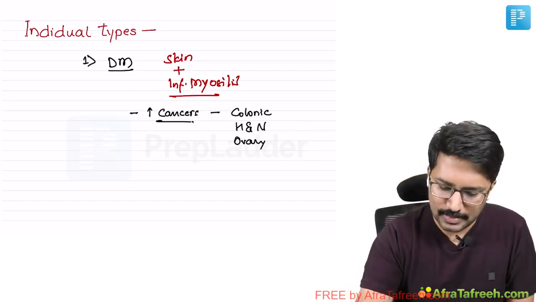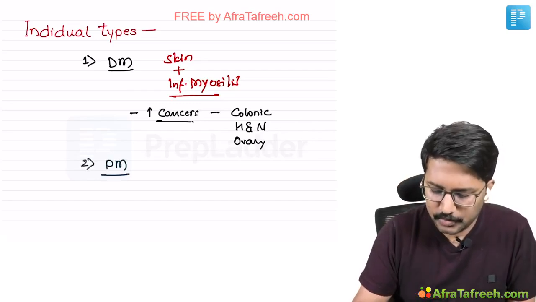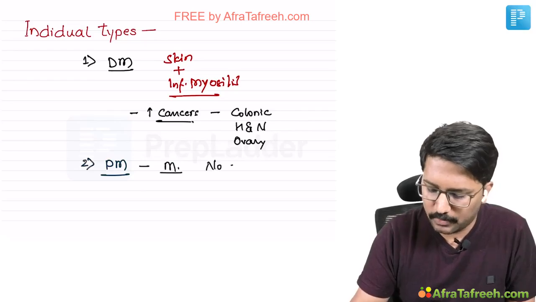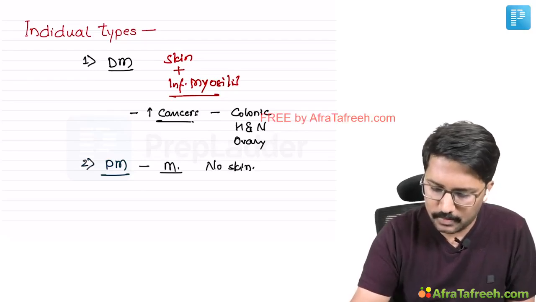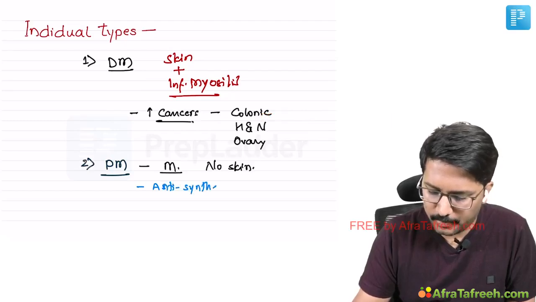Then talking about the next entity, that is polymyositis. Polymyositis is usually only muscle involvement. There is no skin involvement. Okay, the other thing it differs from dermatomyositis is in terms of antibody profile. It is more likely to be associated with anti-synthetase syndrome in comparison to patients with dermatomyositis.